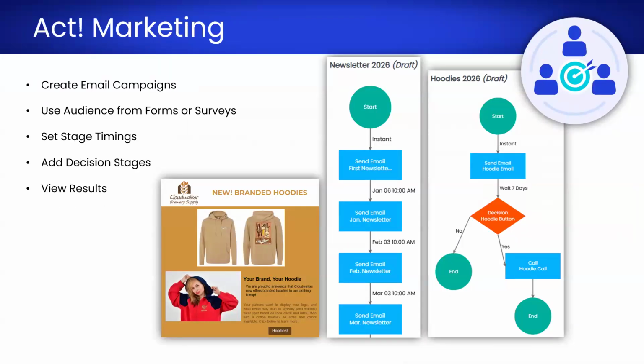Finally, we're going to look at ACT Marketing Automation. This lets you create an email campaign that is targeted specifically to the audience that matters most every time. I'm going to look at a couple of campaigns based off of what we've already done so far in our webinar today. I'm going to look at one campaign that's based off our lead form for a newsletter. And then I'm going to look at another campaign that's based off of our survey for people who had interest in hoodies. So let's have a look.